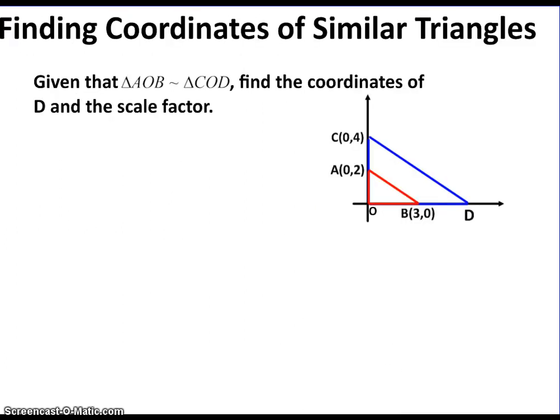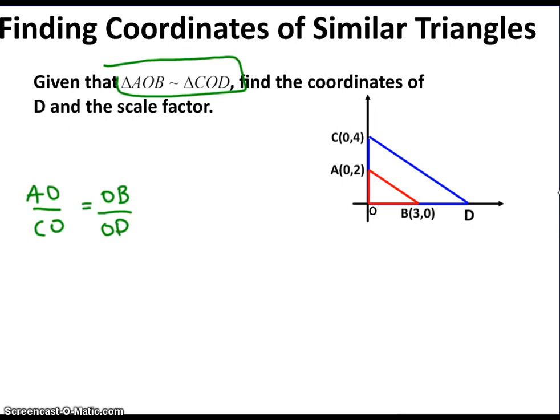Alright, so now when I have similar triangles, and I already know they're similar, we have to use the triangle proportionality theorem. Basically, we're going to take these triangles and extend them out and figure out what's up. So since I know that AOD is similar to COD, I can actually write that AO over CO is equal to OB over OD. Now I know that this distance from here to here is 2, because I went up 2. The distance from here to here is going to be 4. So that's 4. And this distance is 3, and this distance is unknown.